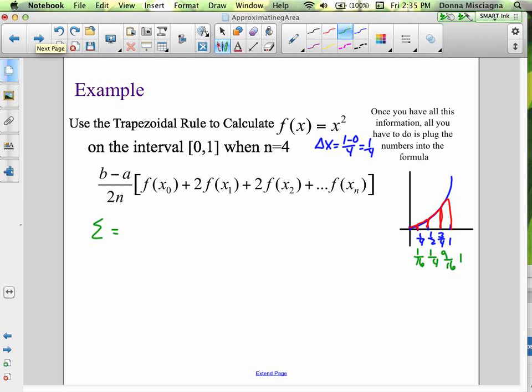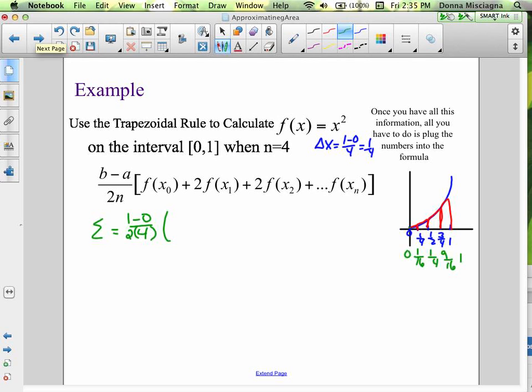So it's still going to be the 1 minus 0 divided by 4, right? But now instead of that, we're going to take that and divide that in half. So it's going to be 1 minus 0 divided by 2 times 4. And then the first value, f of x naught, that's only going to be in there one time, right? And oh, we didn't write that down. The very first value is right here at 0.